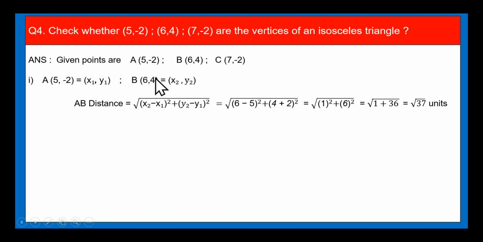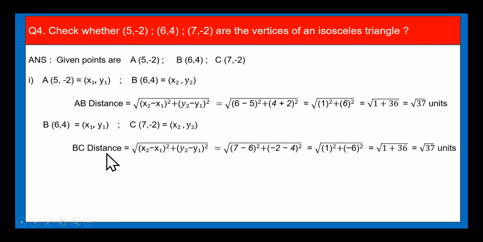Now let us find the distance BC. Consider the point B (6, 4) as (x1, y1) and the point C (7, -2) as (x2, y2). BC distance is equal to root over, again the same formula, (x2 minus x1) whole square plus (y2 minus y1) whole square. That is (7 minus 6) whole square plus (minus 2 minus 4) whole square.